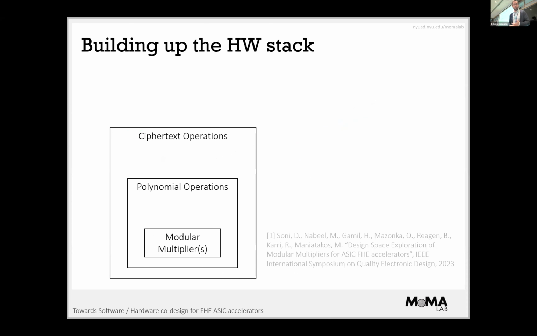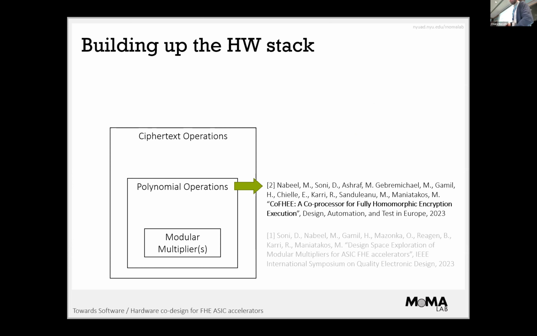That's with hardware. Moving on from the modular multiplier, we took the knowledge from the design space exploration of the modular multiplication, and moved up to trying to see how we can actually build a polynomial operation processor. We got accepted at DATE. It's going to be presented in April. The processor we call Coffee, because we like coffee a lot. Well, that's a fancy name. We like it a lot. It is a coprocessor for fully homomorphic encryption and execution.